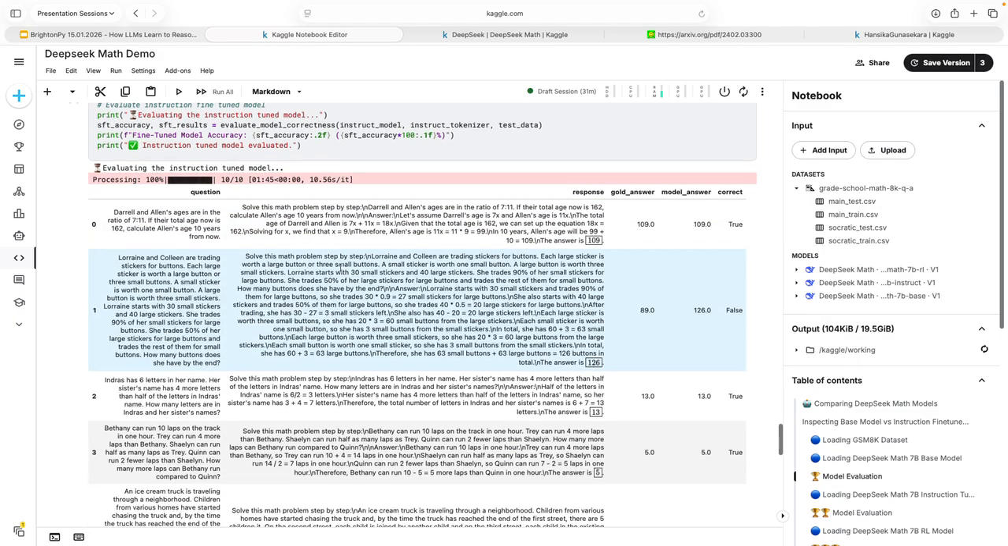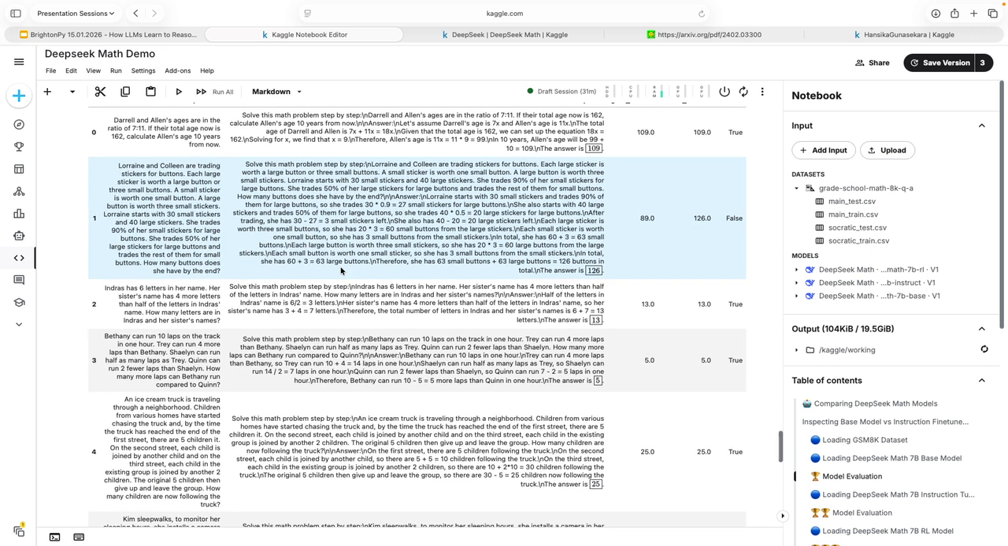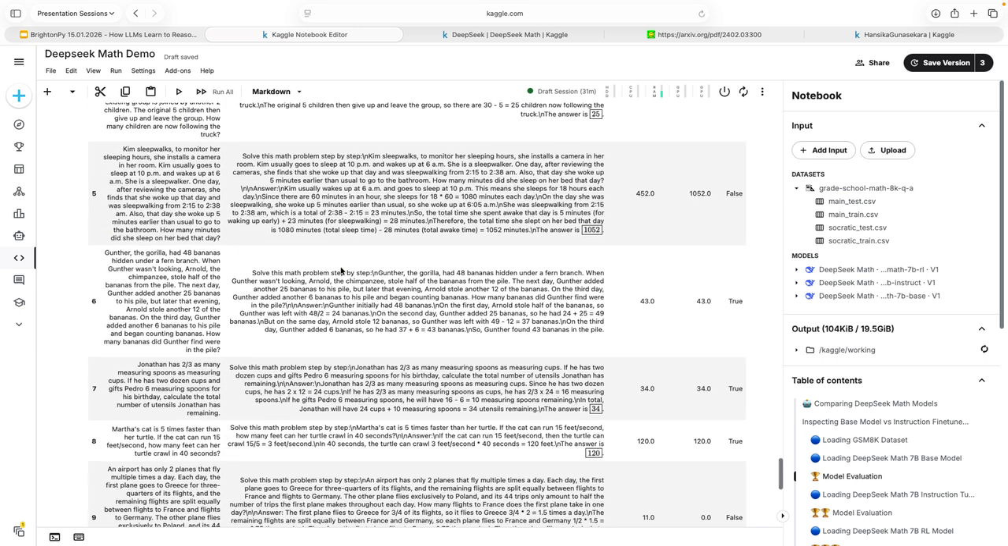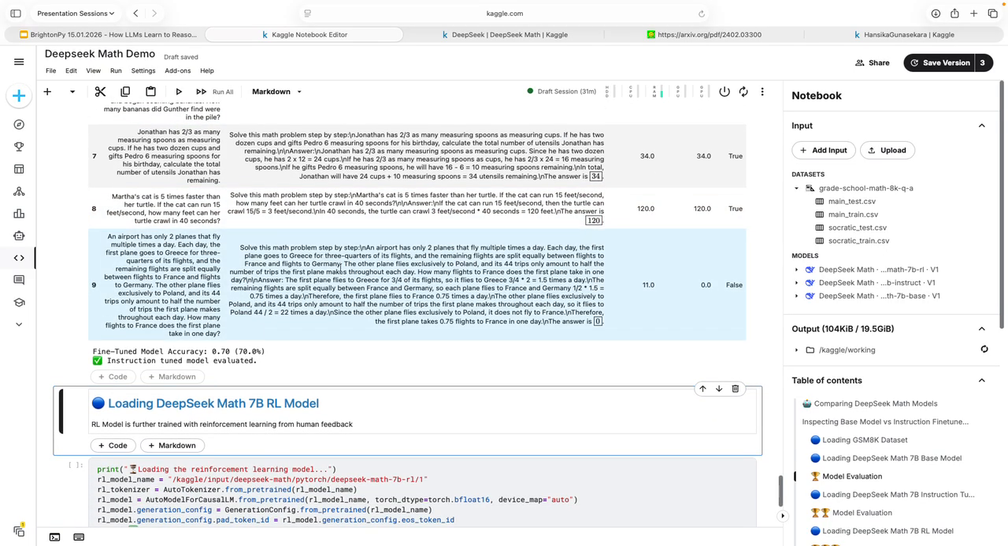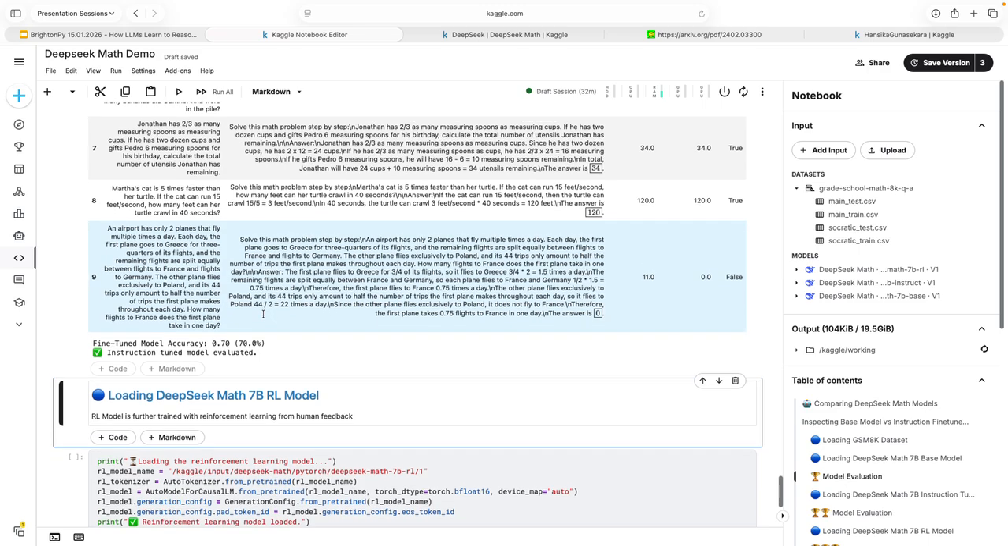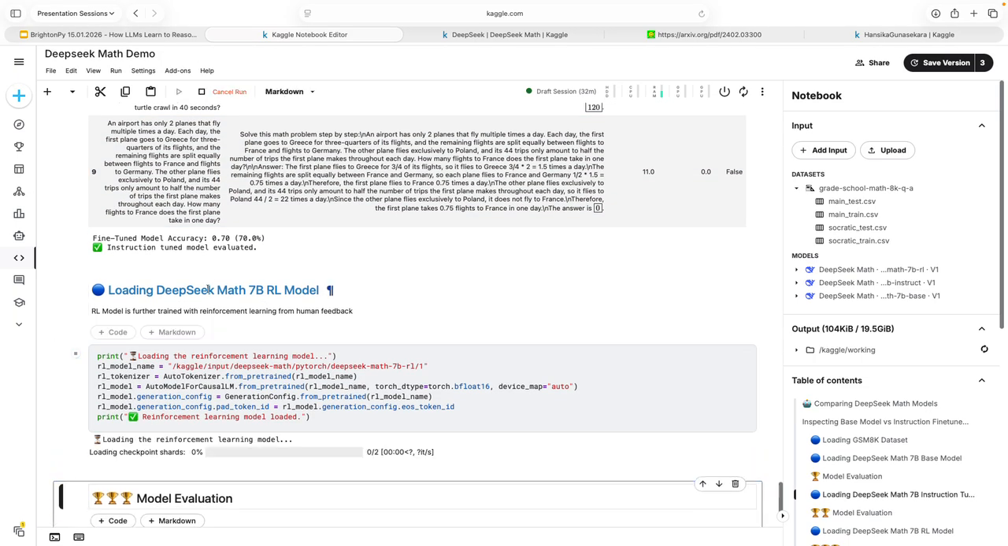You will see a good difference between the responses, that the generated responses are in a better structure, and the model accuracy is 70%, that it has answered 7 questions correctly. Next, we can try to load the reinforcement learning model.